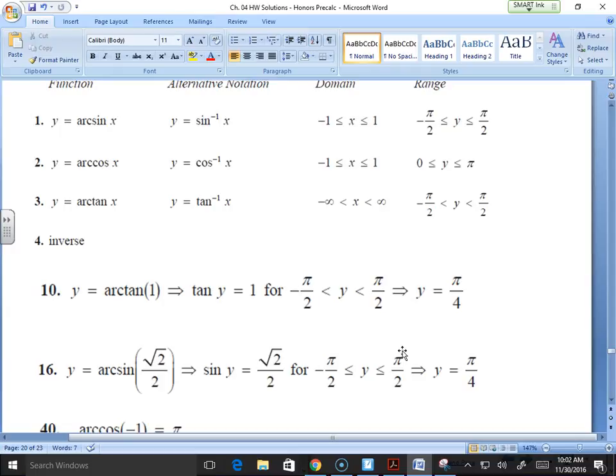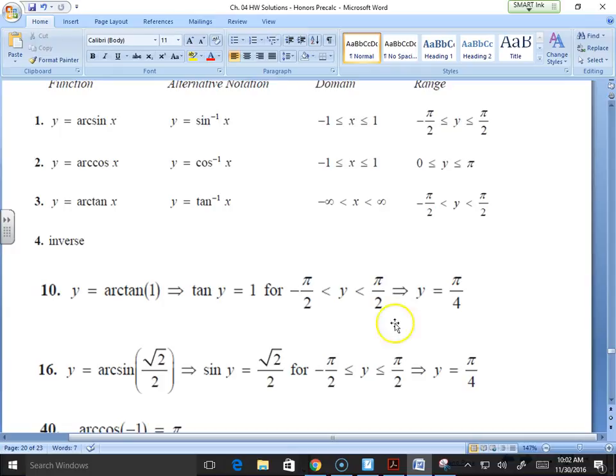Can anybody think of why I had you write 1, 2, 3, even though they were directly out of the notes? Yeah, maybe practice, maybe to memorize, and to have it written for the rest of your homework. Maybe you could refer back to it. Okay, number 4. Did you get inverse?